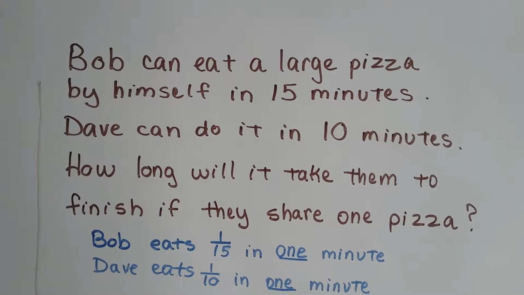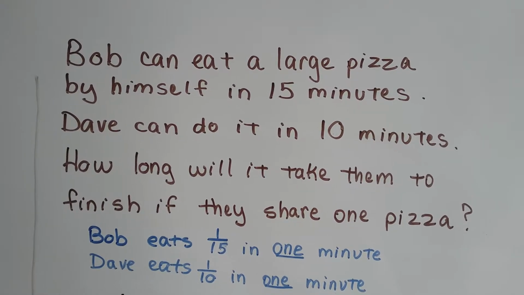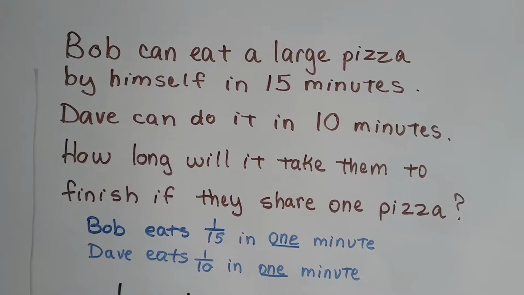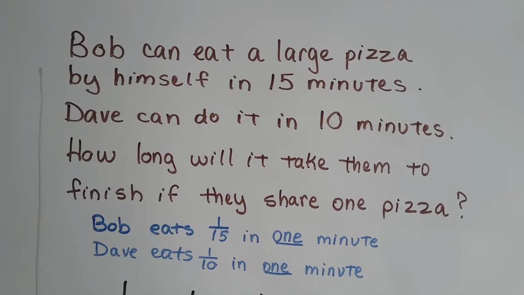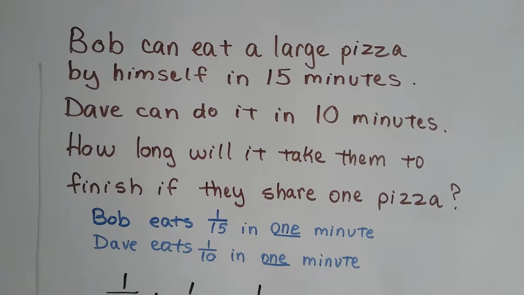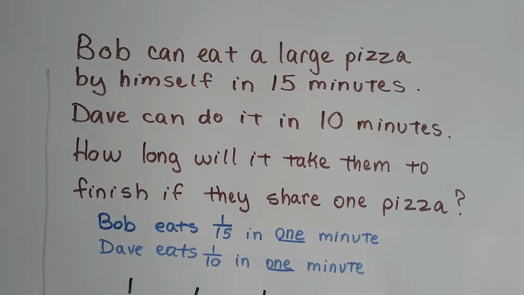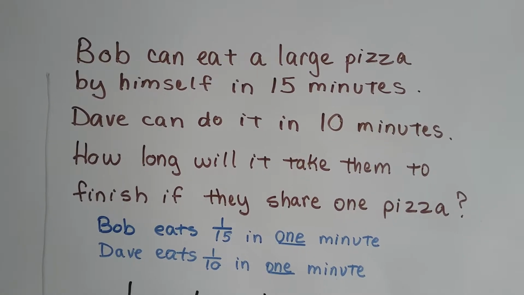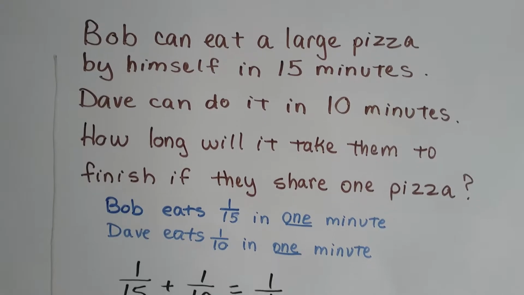Bob can eat a large pizza by himself in 15 minutes. Dave can do it in 10 minutes. So how long will it take them to finish if they share one large pizza? So Bob eats 1/15 of the pizza in 1 minute, and Dave eats 1/10 of the pizza in 1 minute.